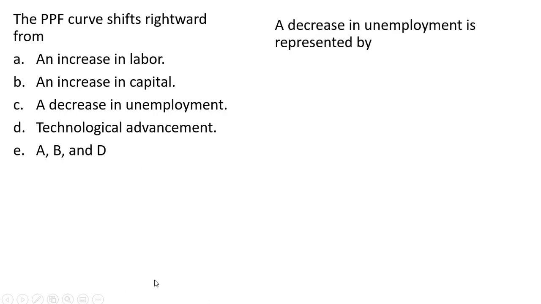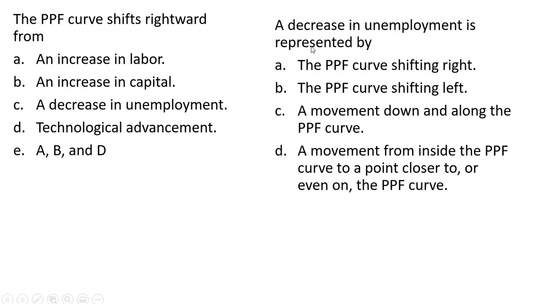Decrease in unemployment is represented by A and B are wrong. That does not shift the PPF curve. A movement down and along the PPF curve, that is incorrect. Answer choice D is correct. It's going to be a movement from inside the PPF curve to a point closer to or even on the PPF curve. So answer choice D.